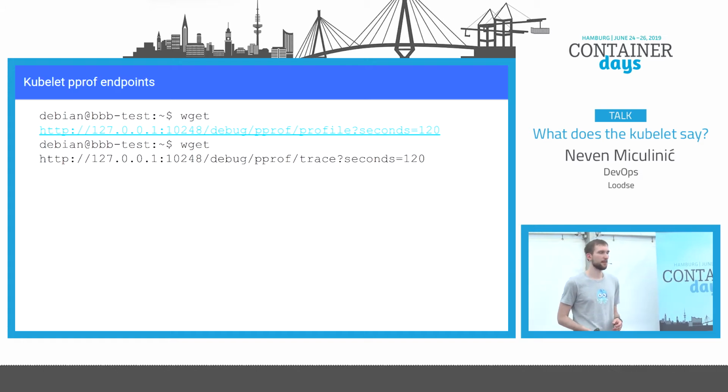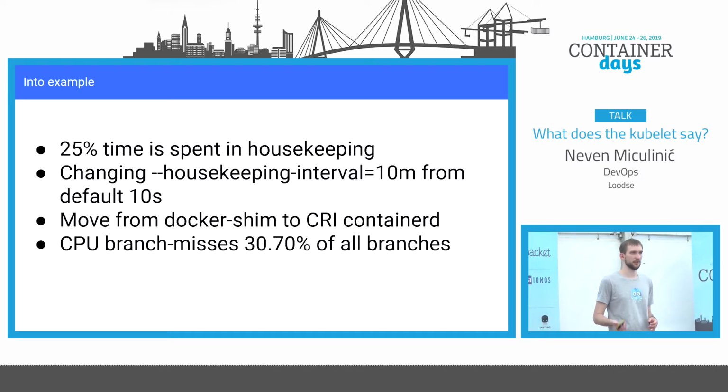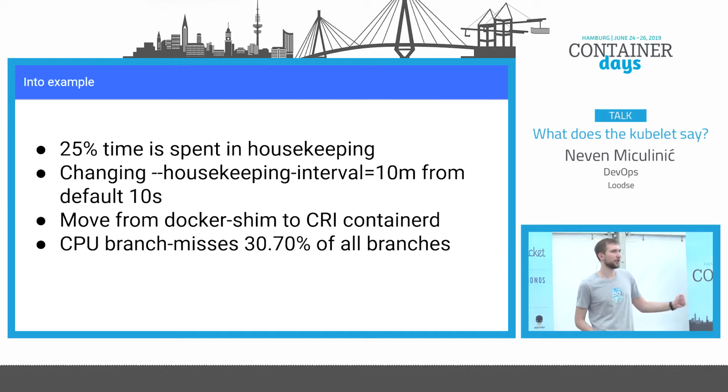After all this, I discovered that for Kubernetes version 1.13, about 25% of the time was spent in various housekeeping sync loops. For my particular use case at this job, I didn't really care about these housekeeping tasks, so I effectively disabled them by setting the housekeeping interval to 10 minutes. Also, the Docker shim, which is default in stock Kubernetes installation, is quite resource heavy compared to containerd. Therefore, I replaced it with CNI and containerd.